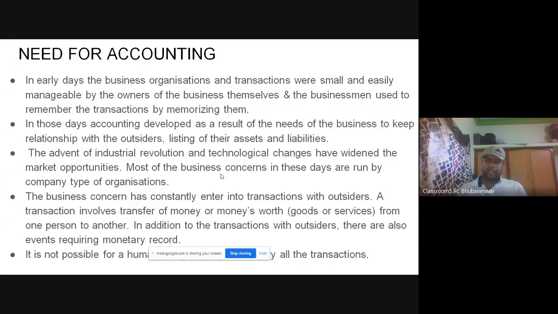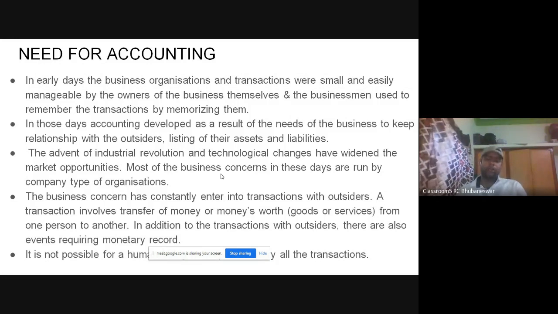In those days, accounting developed as a result of the need of the business to keep a relationship with the outsiders, listing their assets and liabilities. That means at the early stage, accounting was used to keep or maintain a relationship with the outsiders. Okay, so how did it evolve?